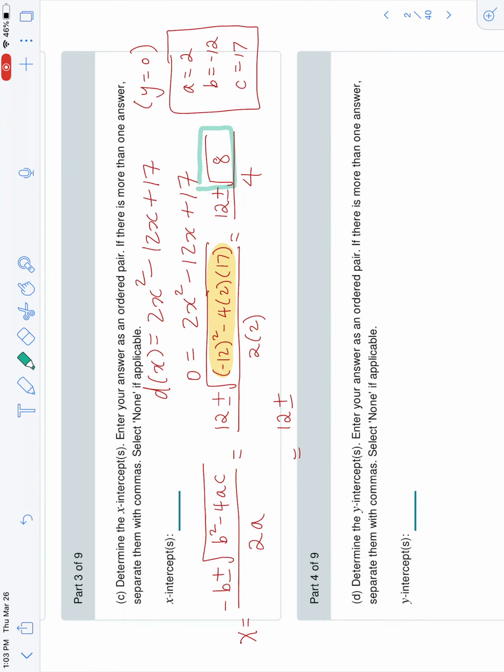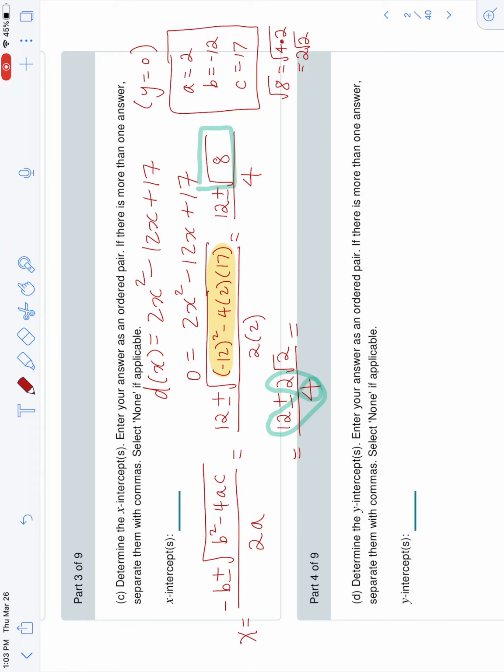12 plus or minus. Notice that the square root of 8 can be simplified. 8 is 4 times 2, so the square root of 4 gives me 2 outside, and we'll have 2 inside. So that will be 2 square root of 2 divided by 4. And now if you simplify this, I can divide 12 by 4 and 2 by 4.